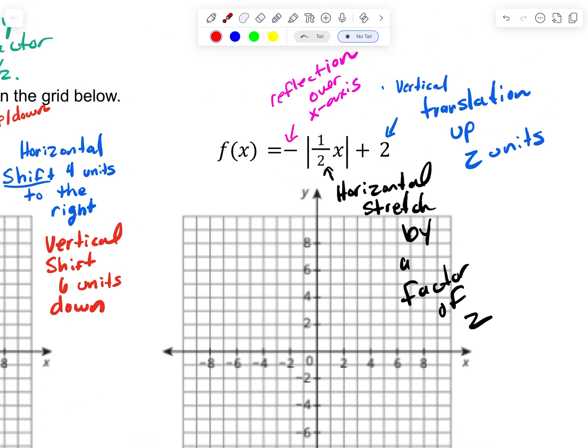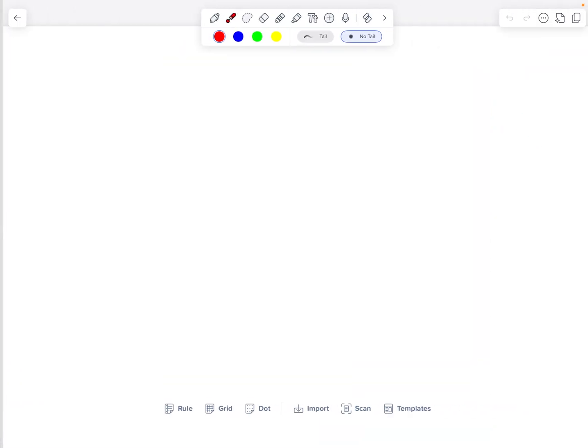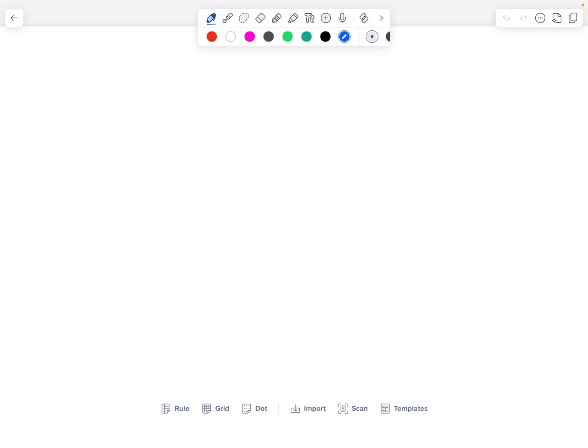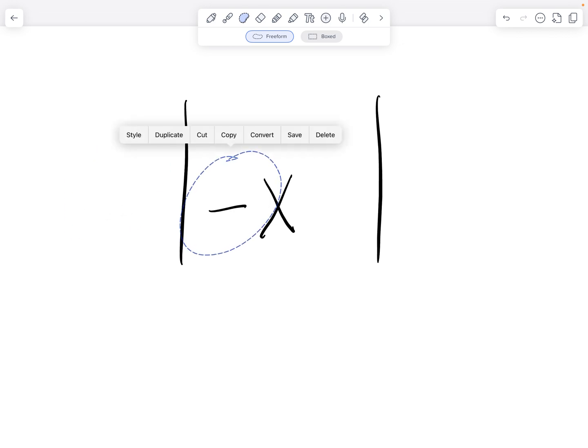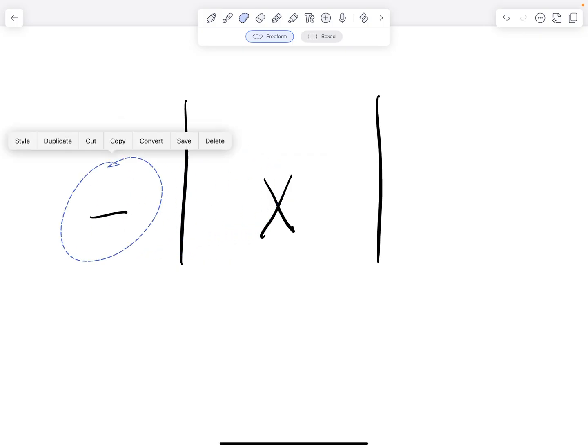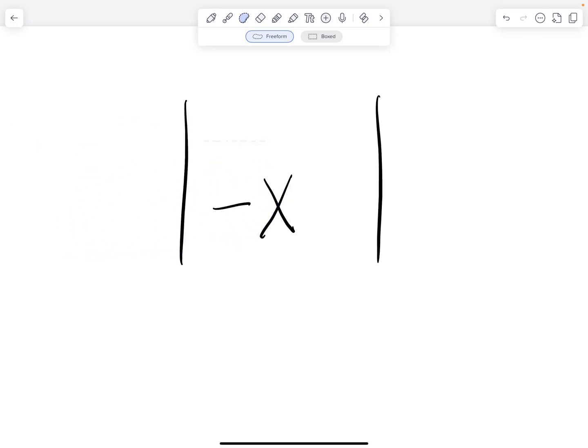So a couple of things to look at, okay? If I gave you something like this on the test, look at the differences. Let's do a negative first. I put a negative here. This is a reflection over the x-axis, but if I put it on the inside, it's a reflection over the y-axis. Reflection over the x, reflection over the y. It's kind of weird, I know.